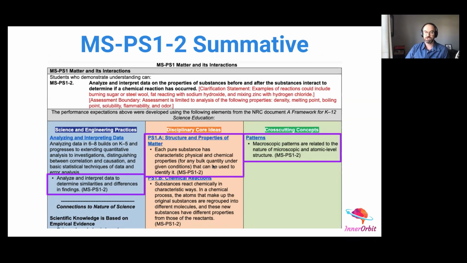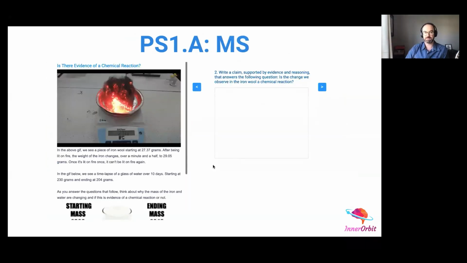For MS-PS1-2, we need to incorporate analyzing and interpreting data, structure and properties of matter, also chemical reactions, and then patterns in order to make the full assessment here. I'm going to give you two different examples of assessments. The first one is: is there evidence of a chemical reaction? In the phenomena here, there's an image of iron wool burning.